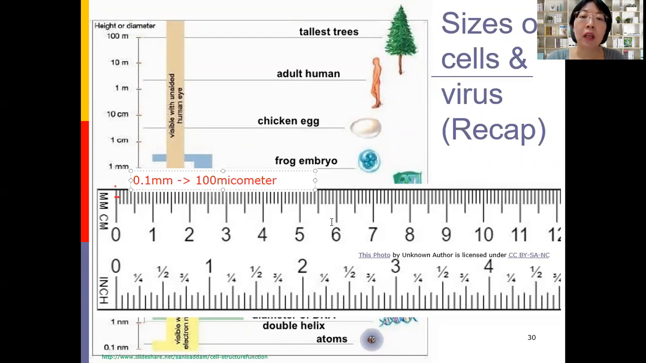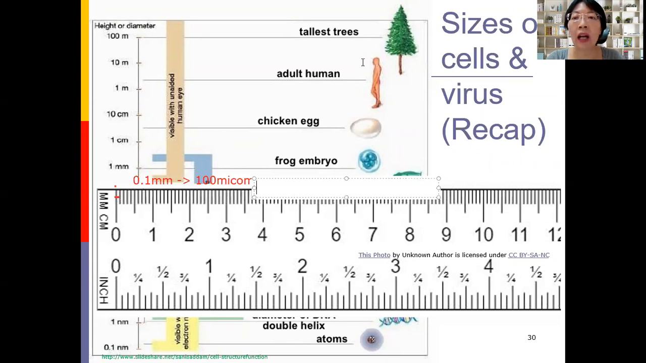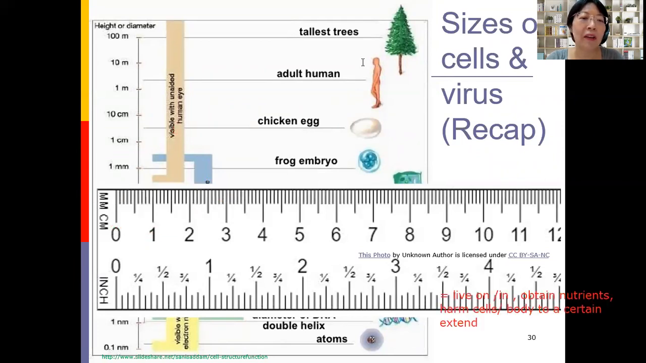So if your eyes cannot see, but you still want to see, you have to use a microscope. Correct or not? So that's why we have to use a microscope. Anything that you want to see using a microscope is because your eyes cannot see.